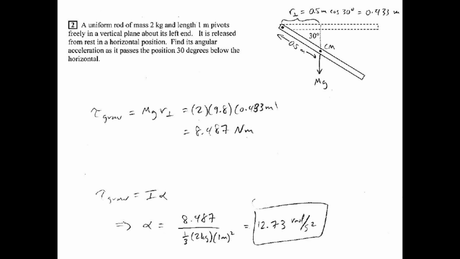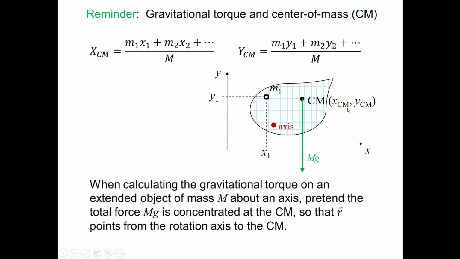12.73 radians per second squared is the angular acceleration at this point, right as it's passing that position, 30 degrees below horizontal. Okay, let's go on.